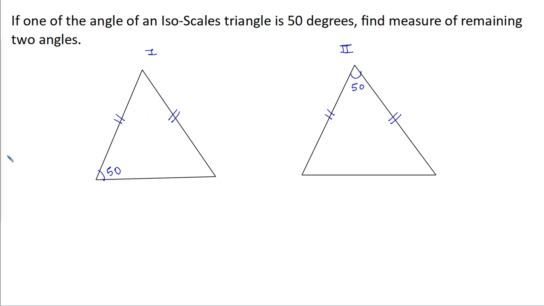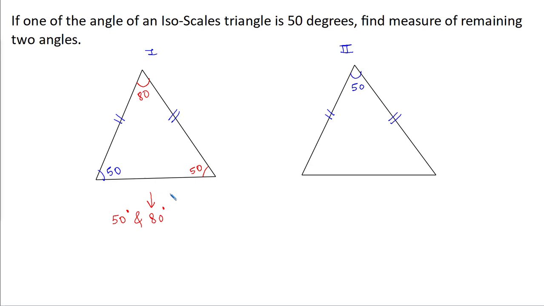Okay everyone, so if this angle is 50 degree, this angle has to be 50 degree because angles opposite to equal sides are equal. And the third angle becomes how many degrees? Third angle becomes 180 minus (50 plus 50), 180 minus 100, that is equal to 80 degree. Okay everyone, so in the first case, the other two angles are 50 degrees and 80 degrees.